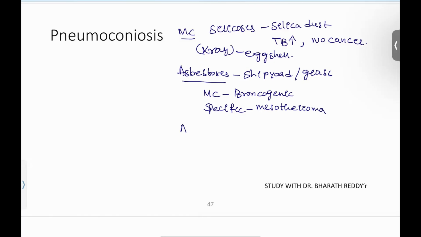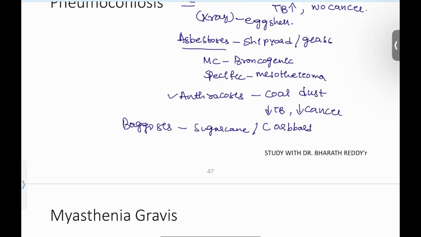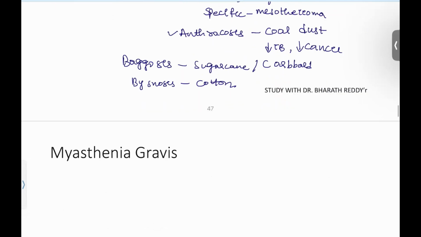Okay, next one is anthracosis. Anthracosis is due to coal dust. Patients who are exposed to coal dust will develop anthracosis, with no risk of TB and no risk of cancer in this patient. Next, bagassosis. Bagassosis is due to sugarcane and also exposure to cardboards. Next one is byssinosis. Byssinosis is due to cotton exposure. One of the pneumoconiosis questions is also commonly asked, guys. Don't forget this one.